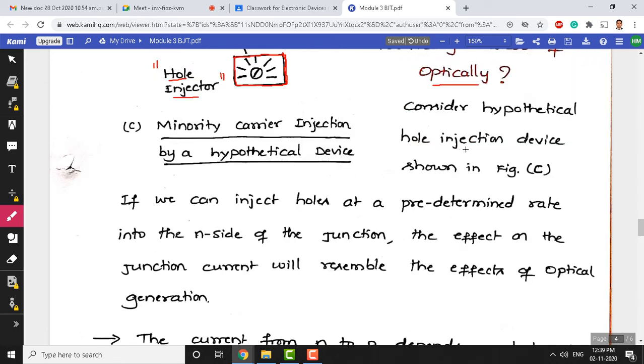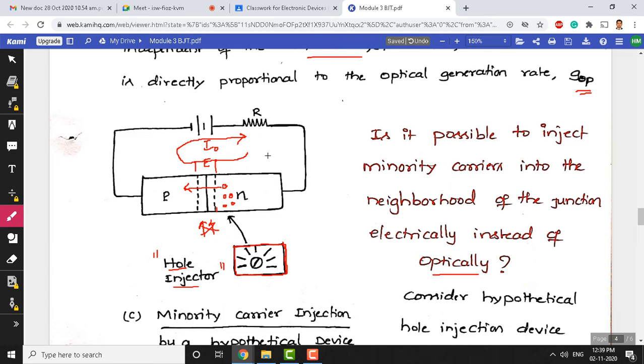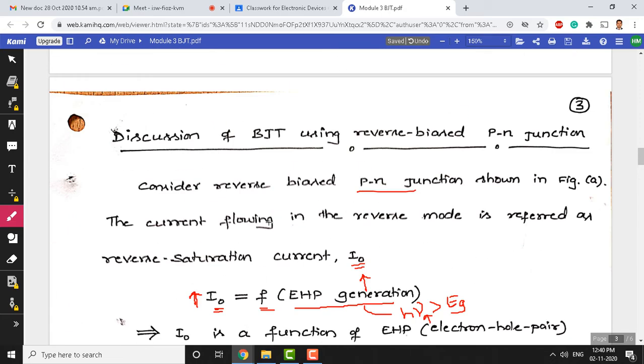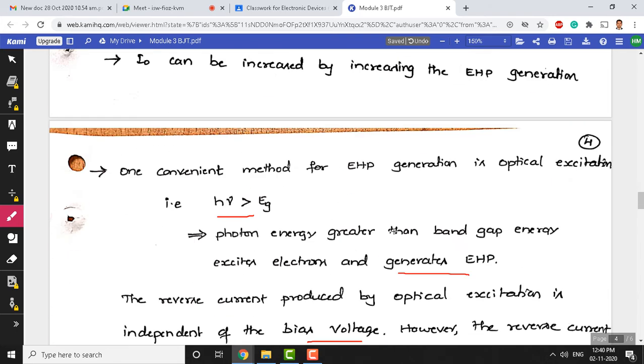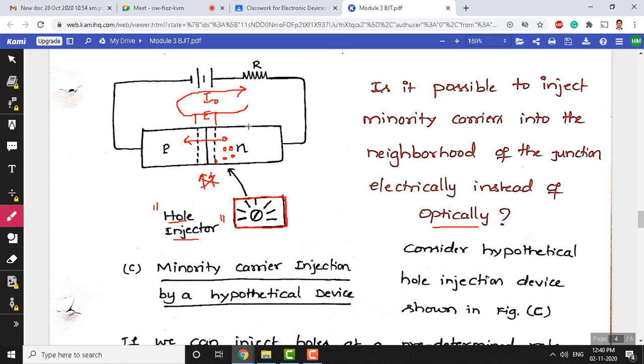Consider the hypothetical hole injection device shown in this figure. If we can inject holes at a predetermined rate in a controlled manner, which is very important here, into the N side of the junction, the effect on the junction current will resemble the effects of the optical generation. That means the mechanism we have created for the current flow is almost the same as the mechanism we created in this diagram due to optical generation. There is not much difference between those two. We will see shortly how this hypothetical device can be linked with a bipolar junction transistor.